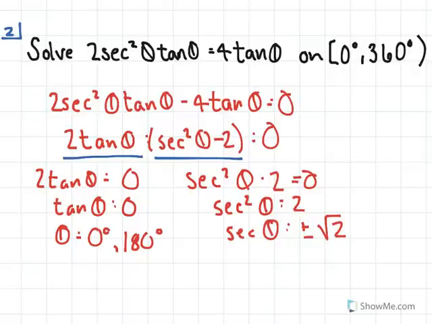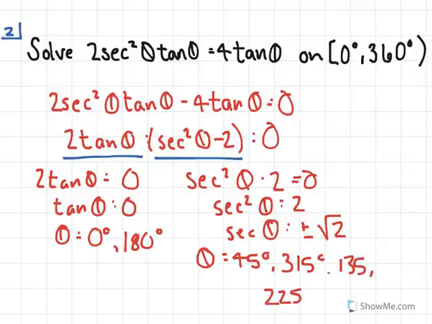So there's a fair number of solutions for that. Secant of theta is going to equal positive or negative root 2 at 45 degrees, 315 degrees, 135 degrees, and 225 degrees. You can do this by either checking on a graph, or if you have a good concept of what your trig values are, then you should be able to solve this. So our final answer would be all 6 values: 0, 180, 45, 315, 135, and 225. That would be our solution for theta on the interval 0 to 360 degrees.